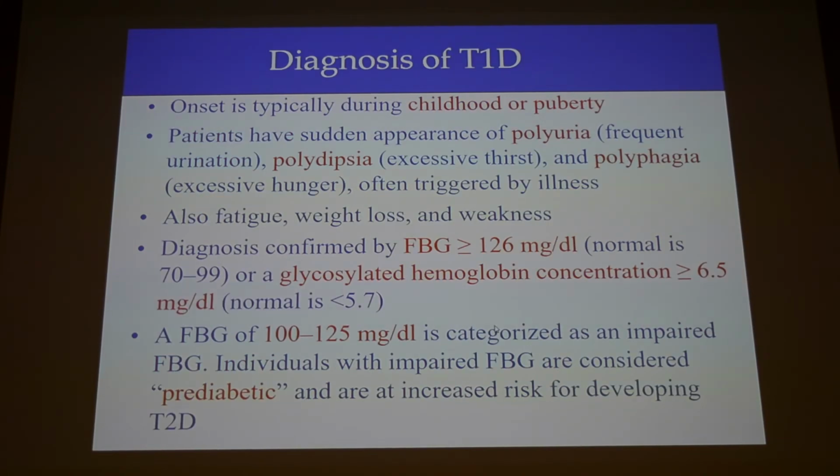Okay, so the diagnosis we said for type 1, it's diagnosed early, and the patient will come with polyuria. What does polyuria mean? Frequent urination. Poly is frequent. Okay, uria for urination, so there's frequent urination. Polydipsia.